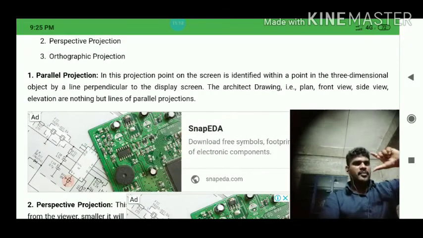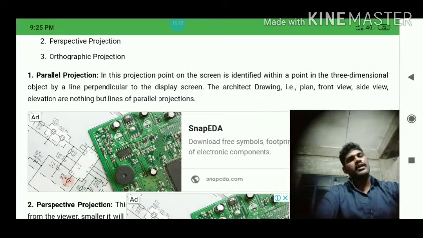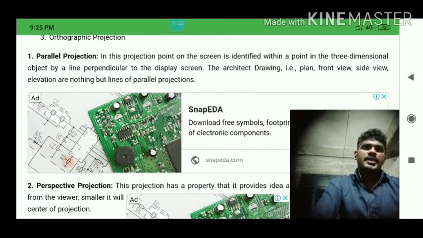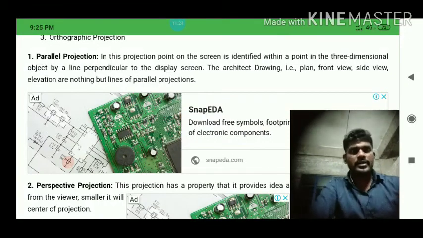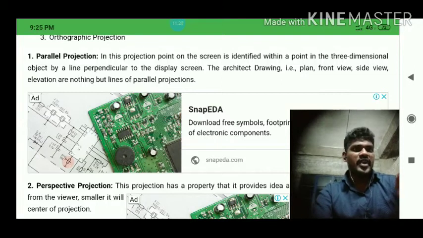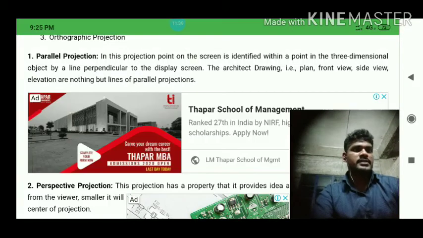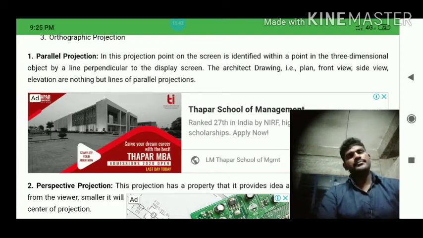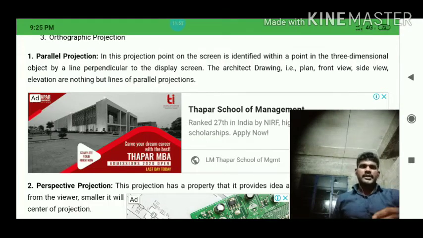We'll see in detail how, using these parallel lines, we can draw diagrams on the screen. Once again, look at the definition. The projection point on the screen is identified with a point in the three-dimensional object by a line perpendicular to the display screen. The architect's drawing plan, front view and side view, and elevation are nothing but lines of parallel projection.